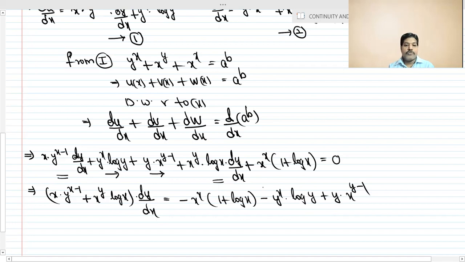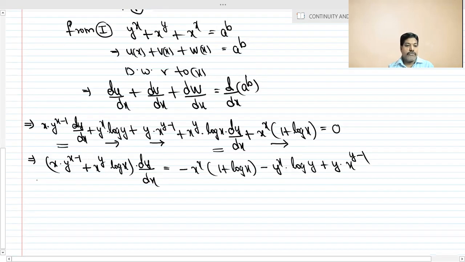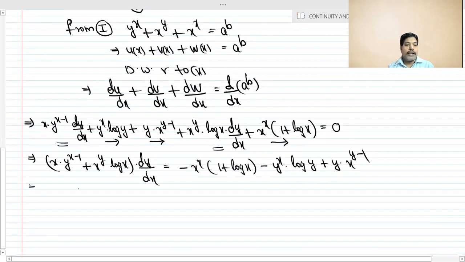Take these three terms to the RHS side, students. So minus x power x into 1 plus log x, minus y power x into log y, minus y into x power y minus 1. So finally, dy by dx you can write. So dy by dx is equal to, take the minus common from all the terms.